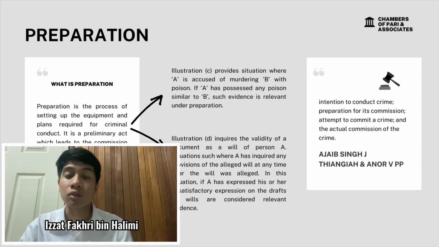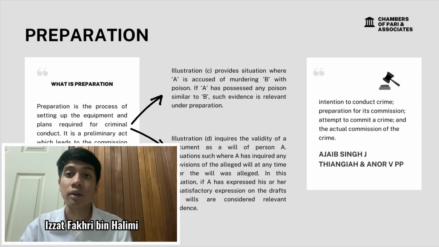A piece of evidence of preparation is relevant as explained in the illustrations of Section 8, Clause C and D. Illustration Clause C provides a situation where A is accused of murdering B with poison. If A had possessed any poison similar to that which killed B, such evidence is relevant under preparation. Another illustration of preparation under Section 8 is given under Clause D.